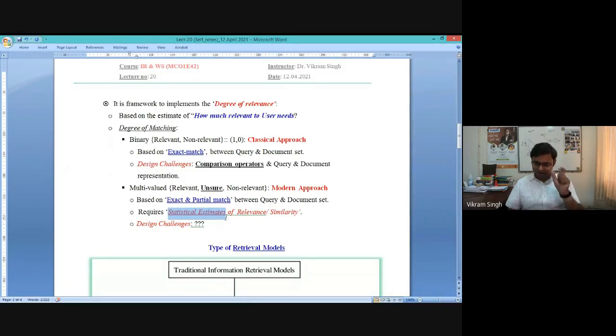To identify the relevant match, you may need one similarity measure. To perform the estimation for the unsure set of results, you need a different or additional similarity measure. That is the theory, right? So most of the systems with this modern approach to retrieval have two similarity measures. One is to determine relevance, and the second is to handle the unsure set of results, right?